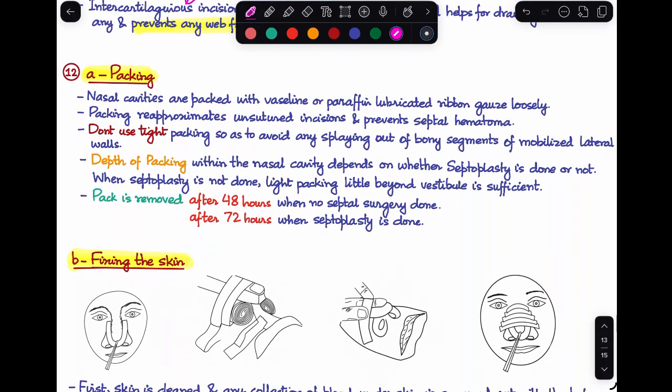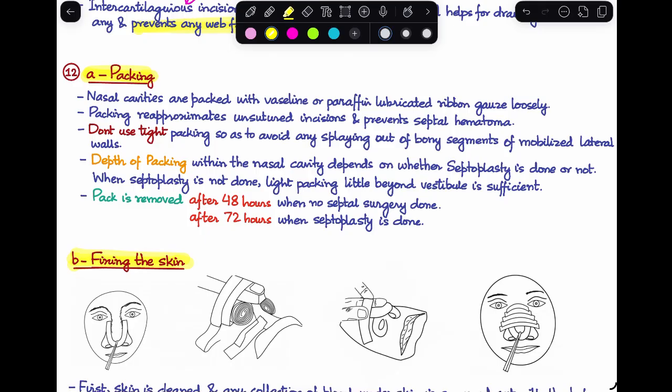Now that you have closed the incisions, last is the dressing of the nose. So first of all is packing. The nasal cavities you'll have to pack as you do for any nasal surgery, with a Vaseline or paraffin lubricated ribbon gauze. We'll do a loose packing. We should not do too tight a packing, because that can cause a splaying out of the bony segments of the mobilized lateral walls. So we'll avoid any kind of tight packing.